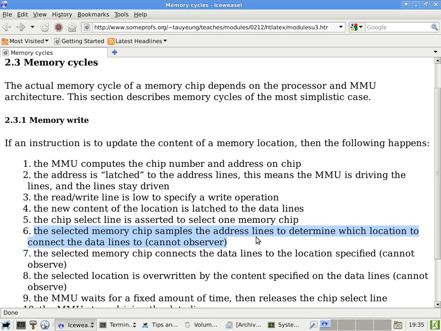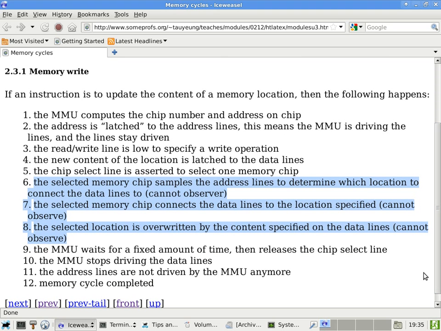So what we have here is everything from step 6 all the way up to step 8 cannot be observed. Okay, we do not know. We cannot use an oscilloscope to find out whether the memory chip is done or not. The MMU will just say, I'll give you some time to finish it. From the time I assert the chip select line, I think giving you 5 seconds should be enough. So you will spend whatever amount of time you need to finish the operation. Hopefully, it is less than 5 seconds.